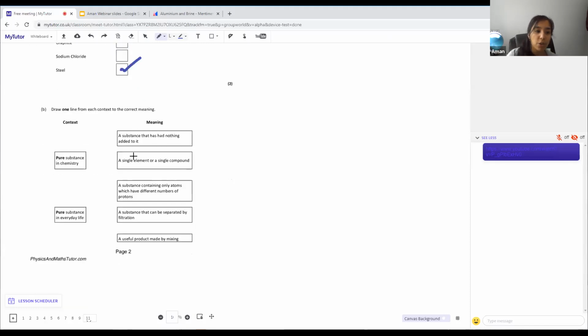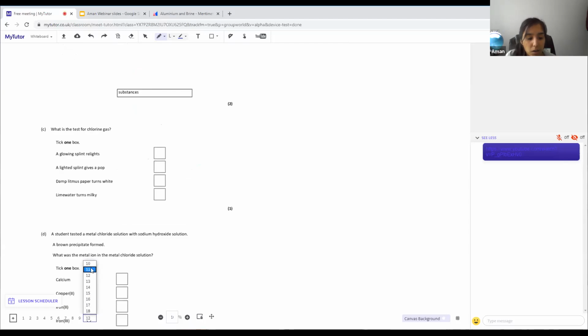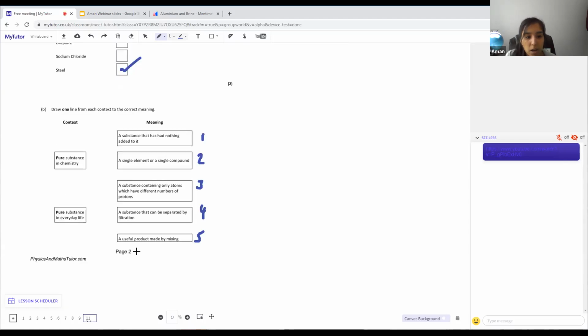So what is the definition of pure substance in chemistry versus pure substance in everyday life? I definitely covered this in one of our first slides. So a pure substance in chemistry versus a pure substance in everyday life. What do we think? If I label this 1, 2, 3, 4, and 5, I think number 5 has been cut off. Let me show you. Number 5 just says substances at the end. So a useful product made by mixing substances. That's how that sentence ends.